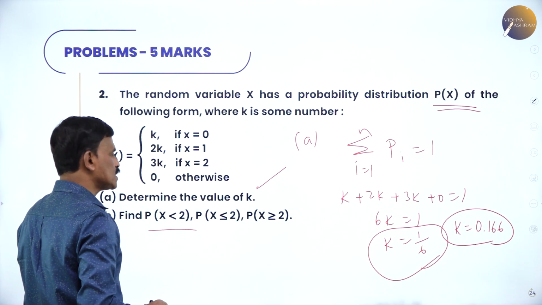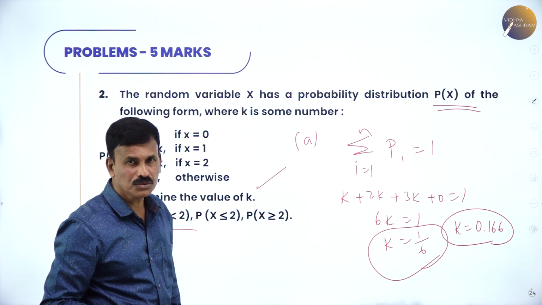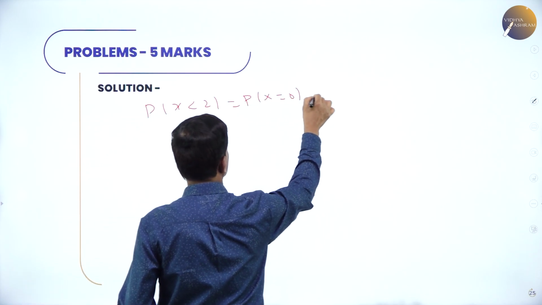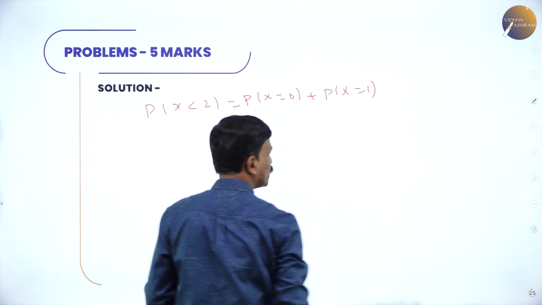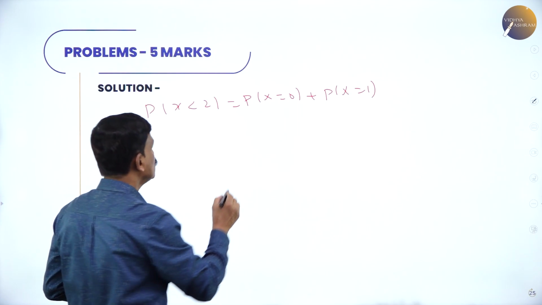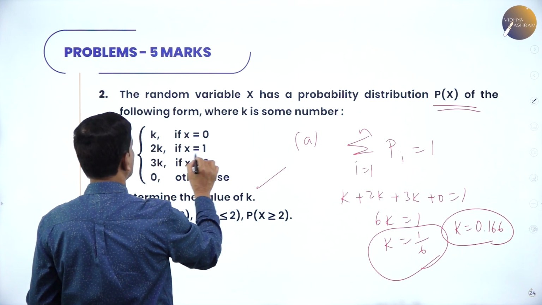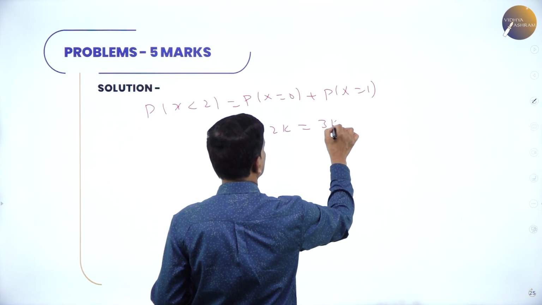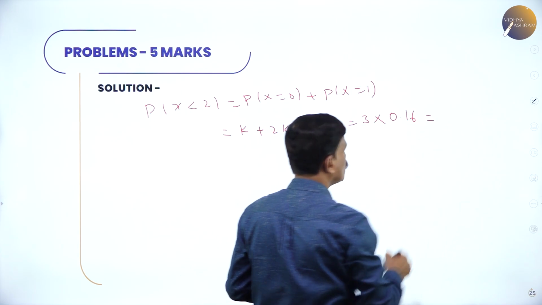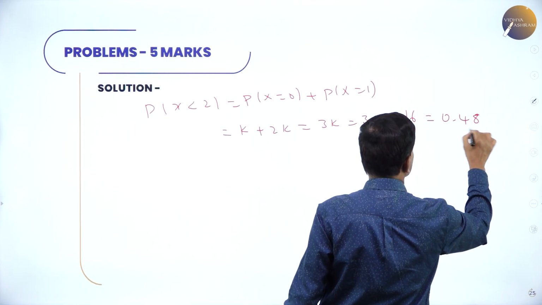Probability of x less than 2, probability of x less than or equal to 2, probability of x greater than or equal to 2. Probability of x less than 2 means probability of x is equal to 0 plus probability of x is equal to 1. Probability of x less than 2 means x is equal to 0 and 1. So what is the probability of x equal to 0? x equal to 0 is k and x equal to 1 is 2k. What is this equal to? 3k. 3 into what is k? k is equal to 0.16. Multiply this, 3 into 0.16 is 0.48. This is the first answer.